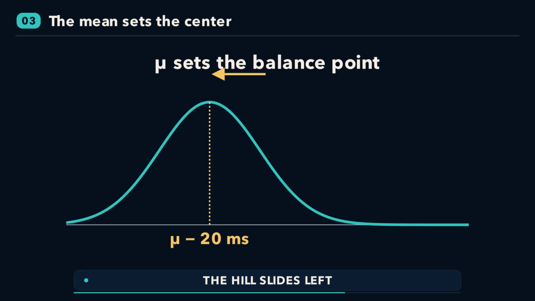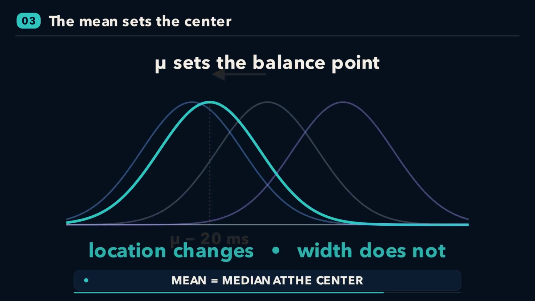Because the normal curve is symmetric, its mean, median, and most likely region all meet at the center. Changing mu changes location, not width. One parameter moves the whole pattern without stretching it.